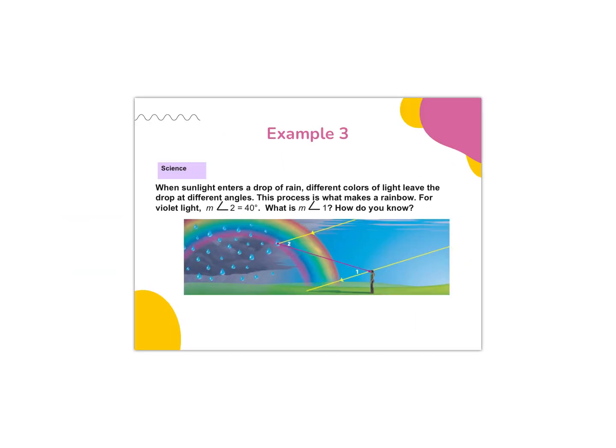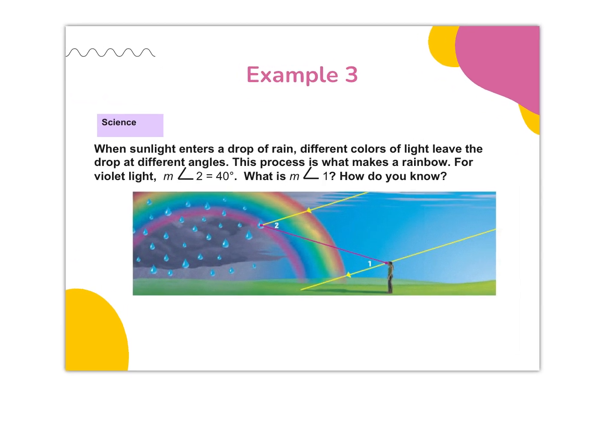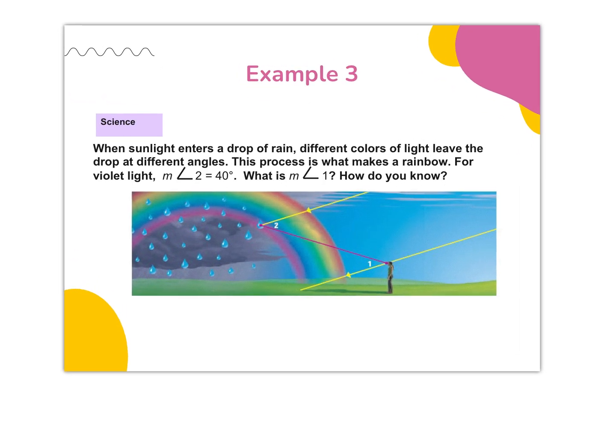Here's another question. It says, when sunlight enters a drop of rain, different colors of light leave the drop at different angles. This process is what makes a rainbow. For violet light, the measure of angle 2 equals 40. What is the measure of angle 1? How do you know? Okay, well, let's look at this.